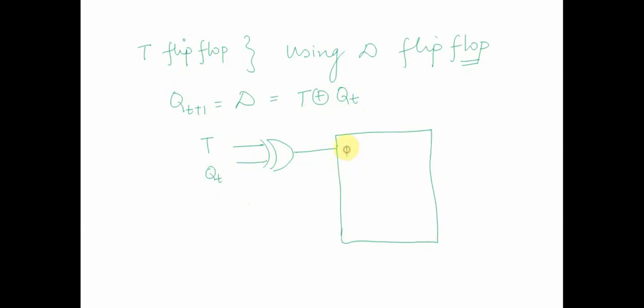This is a D flip-flop. This is a clock input. This is Q and this is Q bar. This Q is connected to this Qt. So this is like a T flip-flop. We converted a D flip-flop into a T flip-flop to get T flip-flop functionality.